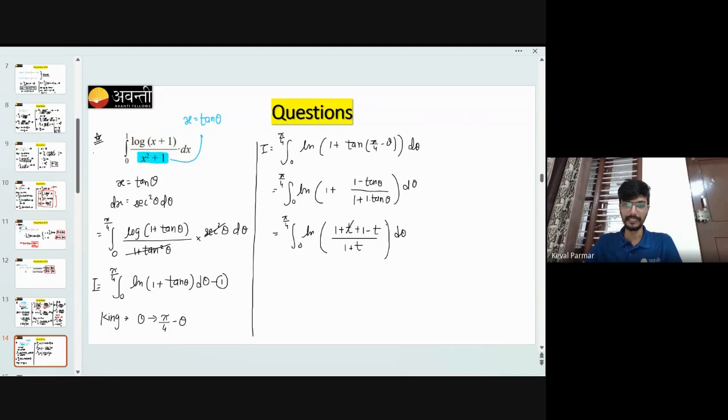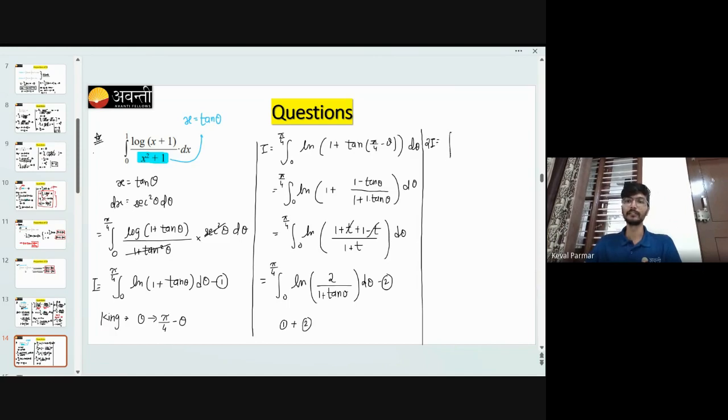Here, on top, tan theta will get cancelled. 1 plus 1, I'll get 2. So I'll get integration 0 to pi by 4 ln 2 upon 1 plus tan theta d theta. This is equation number 2. What do we do once we get equation 1 and 2? We add 1 plus 2. So I'll get 2I is equal to integration 0 to pi by 4.